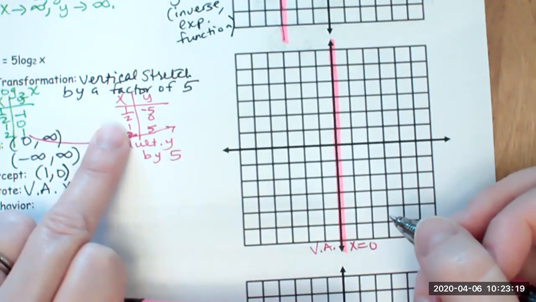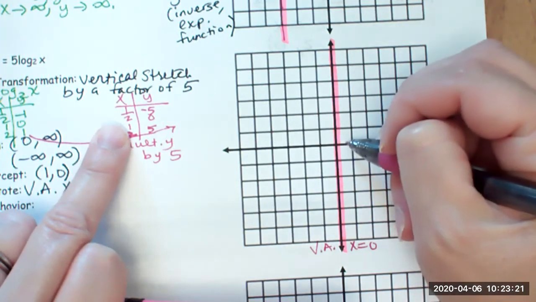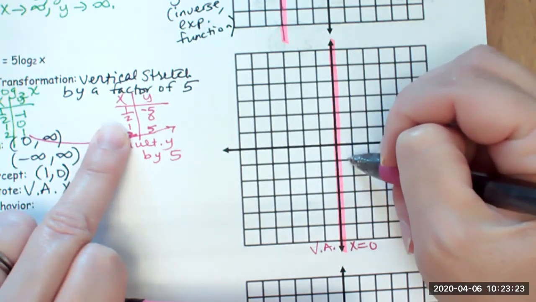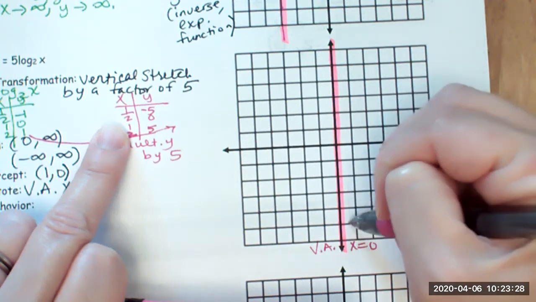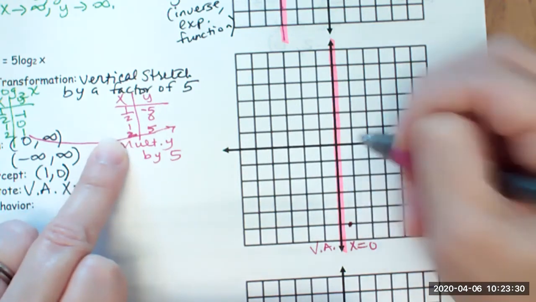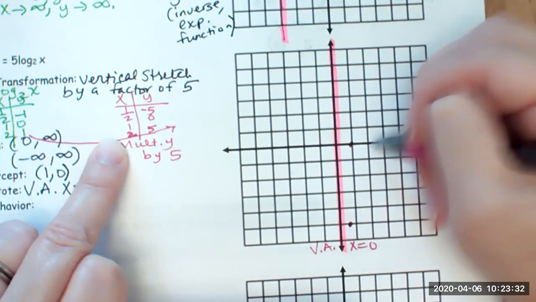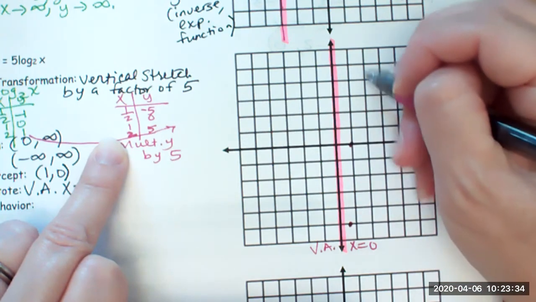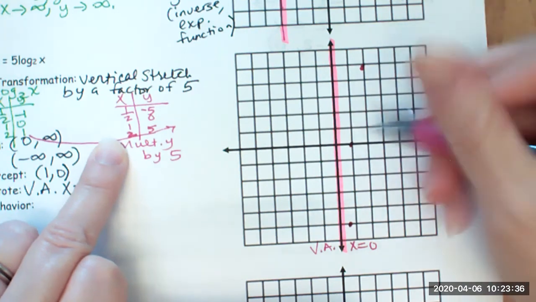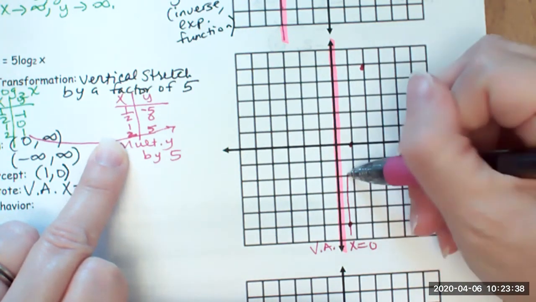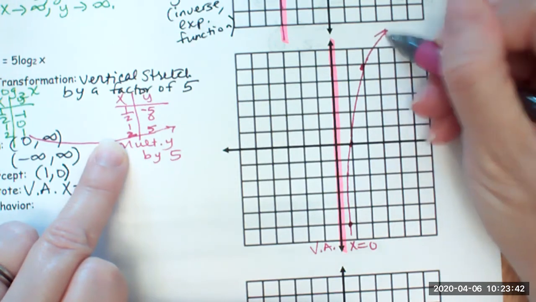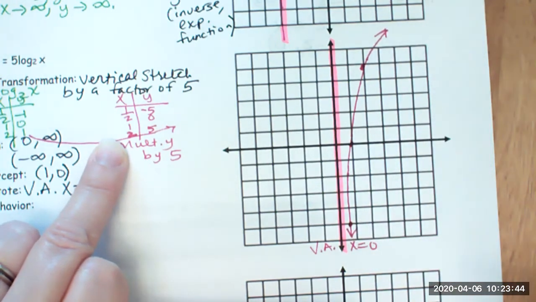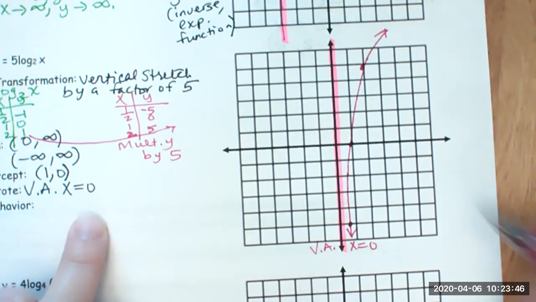And we've got (1/2, -5). So 1/2, 1, 2, 3, 4, 5. (1, 0), (2, 5), 1, 2, 3, 4, 5. You can see that vertical stretch here. You see how the shape of that graph changes from what we've been seeing because of the vertical stretch. Okay? And so we've got that graph.